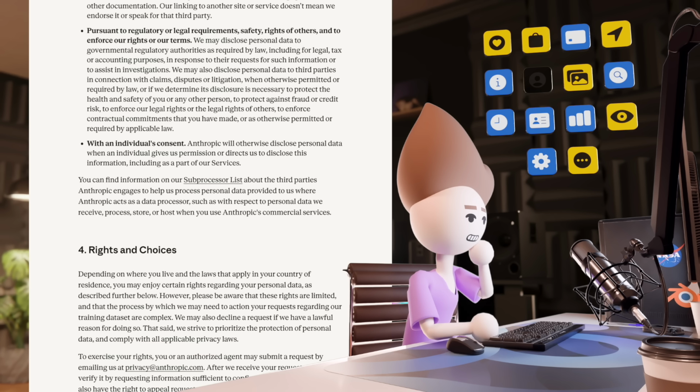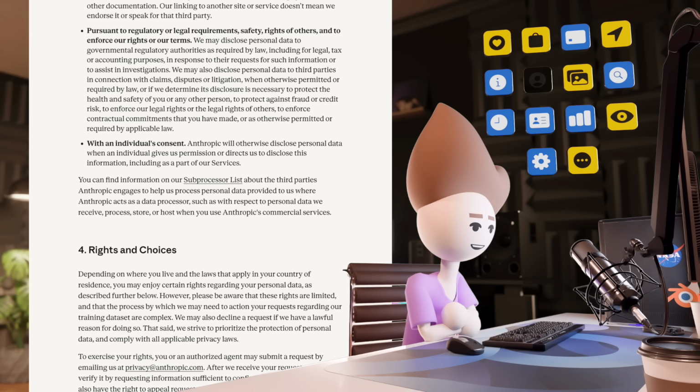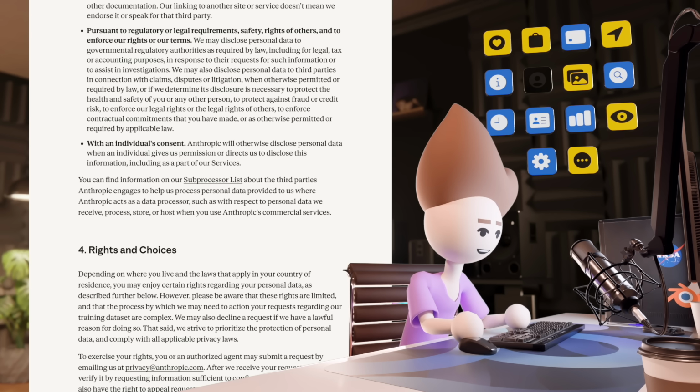You can find information on our sub-processor list about the third parties Anthropic engages to help process personal data provided to us, where Anthropic acts as a data processor, such as with respect to personal data we receive, process, store, or host when you use Anthropic's commercial services.